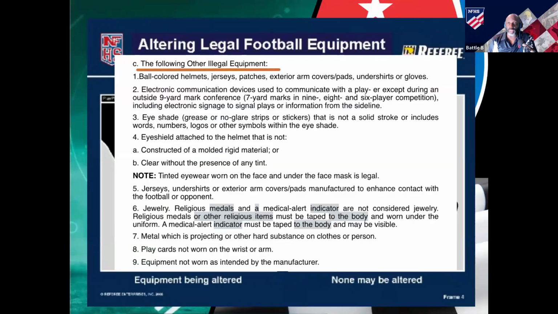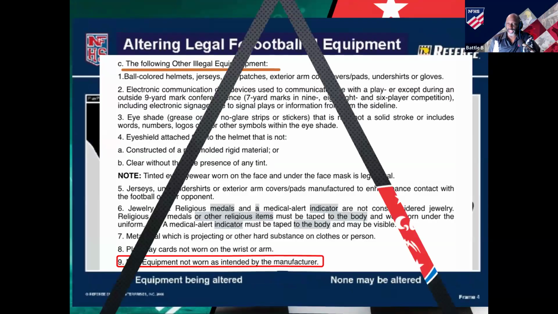So this is the other illegal equipment: not worn as intended by the manufacturer. If they try to cut things and make things a certain way, that becomes illegal equipment because it's not worn as intended by the manufacturer.